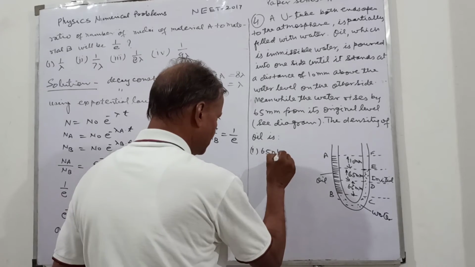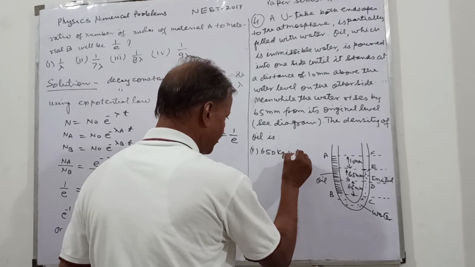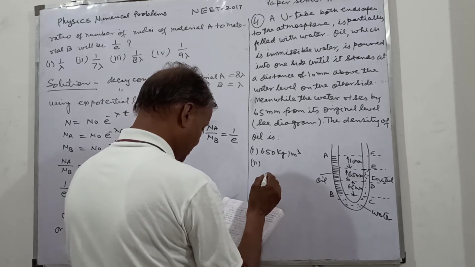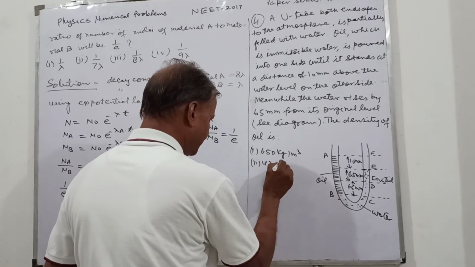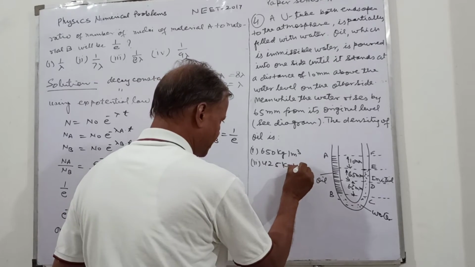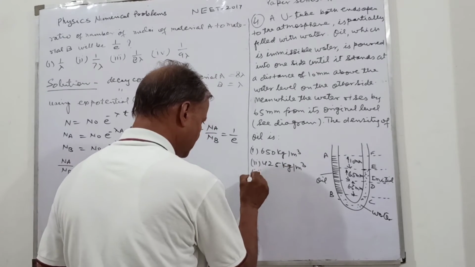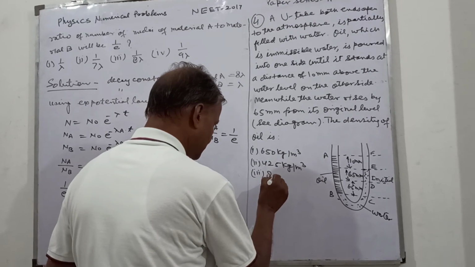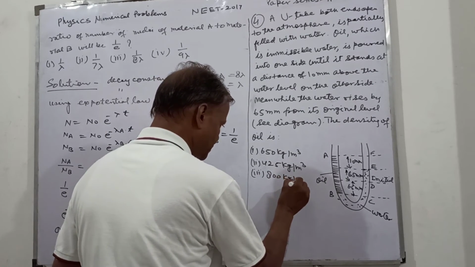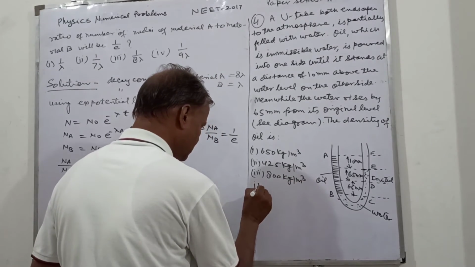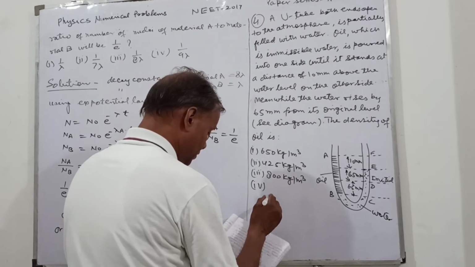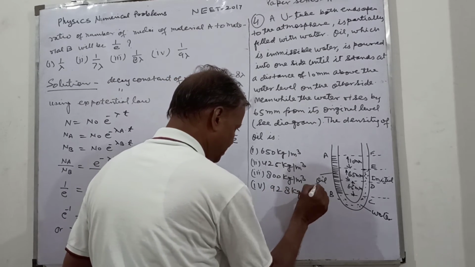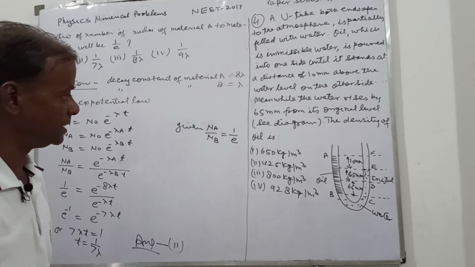And the options are: first option is 650 kilogram per meter cube. Second is 425 kilogram per meter cube. Third is 800 kg per meter cube, and this is 928 kilogram per meter cube. So these are the options.